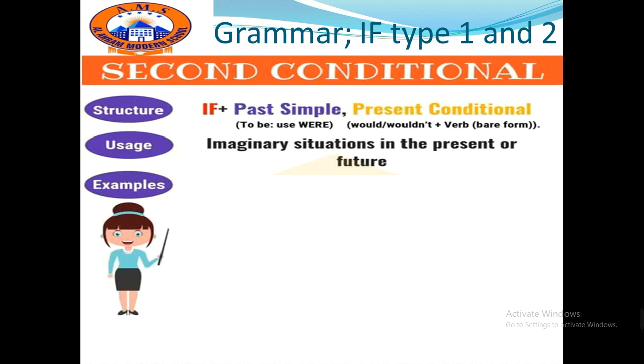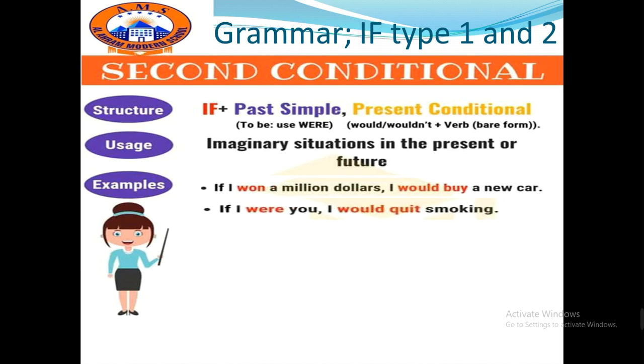Okay? Let's see the examples. If I won $1 million, I would buy a new car. If I were you, I would quit smoking.